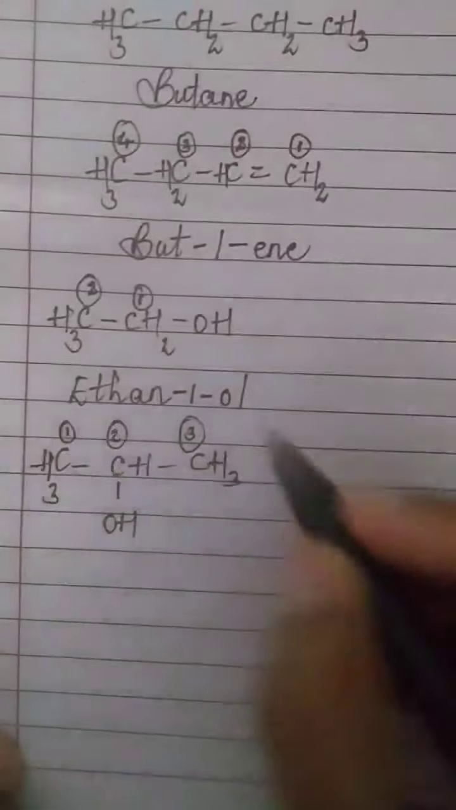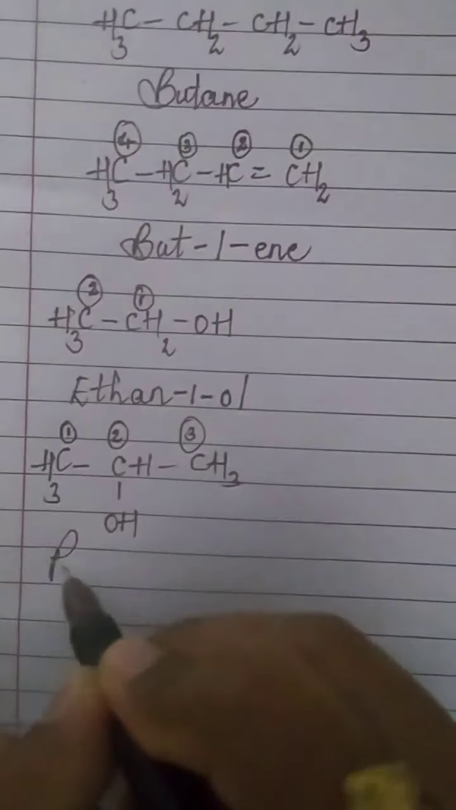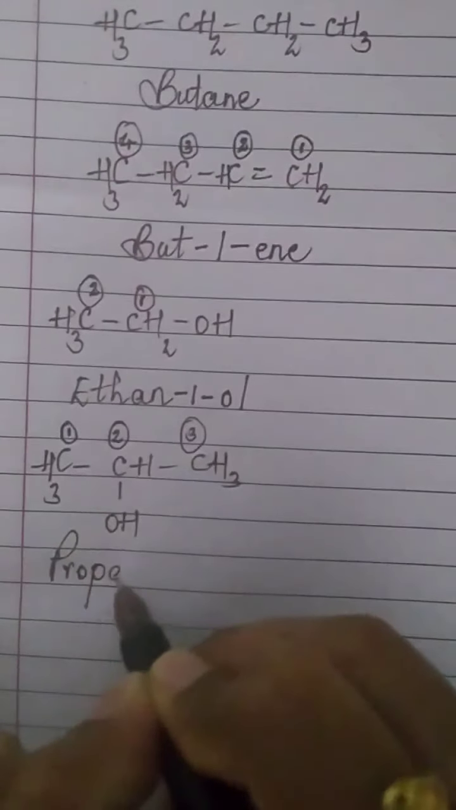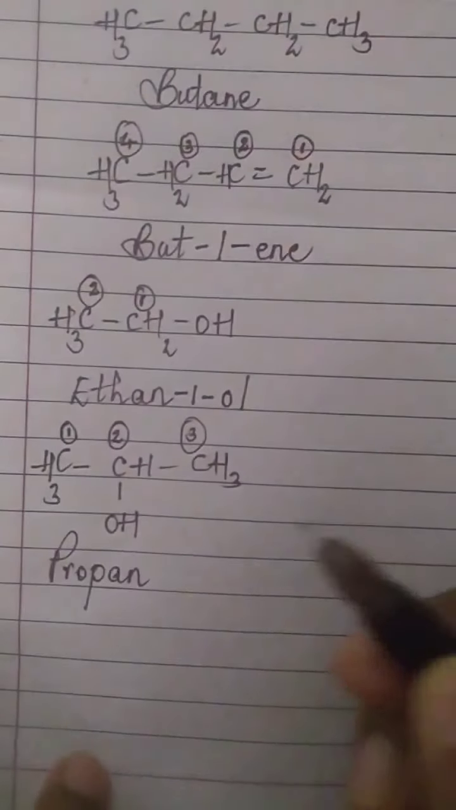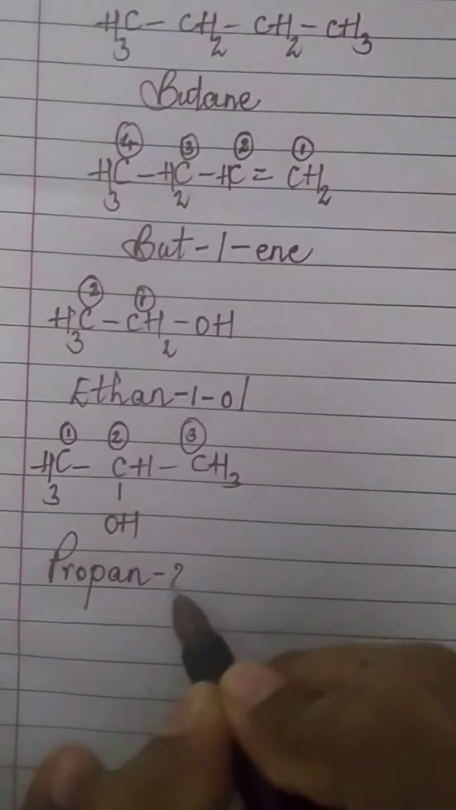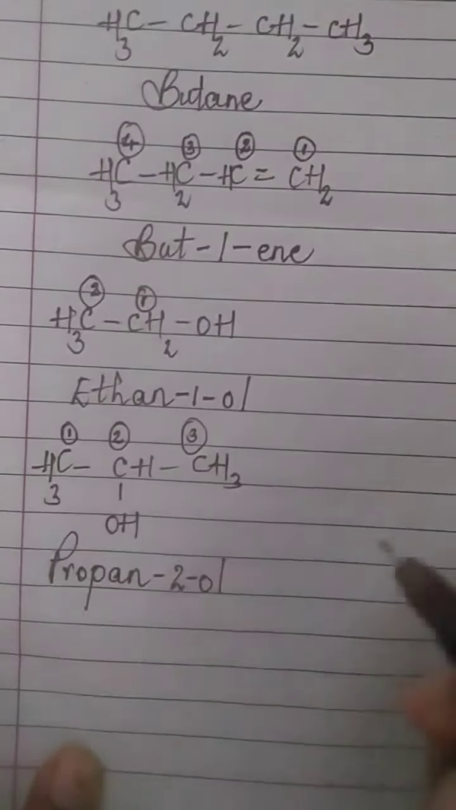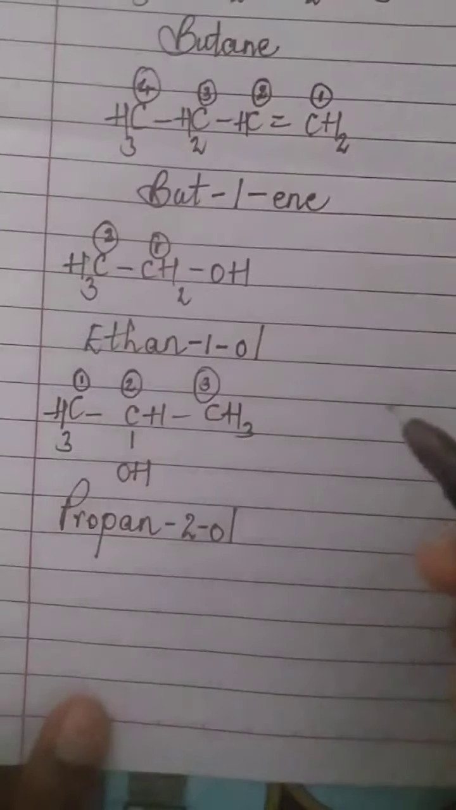So what will be the name of this compound? It will be methane, ethane, propane. The parent name is propan. Till here you will write. The "e" you will not write. To which carbon is the functional group attached? To the second. 2 dash ol. Propanol. Fine. Now next one.